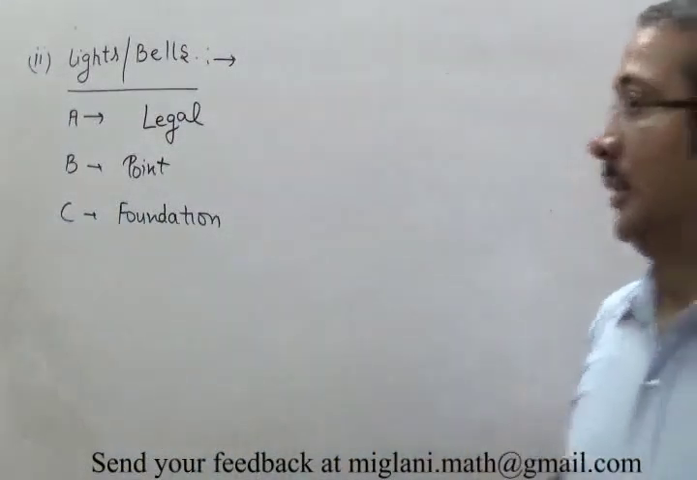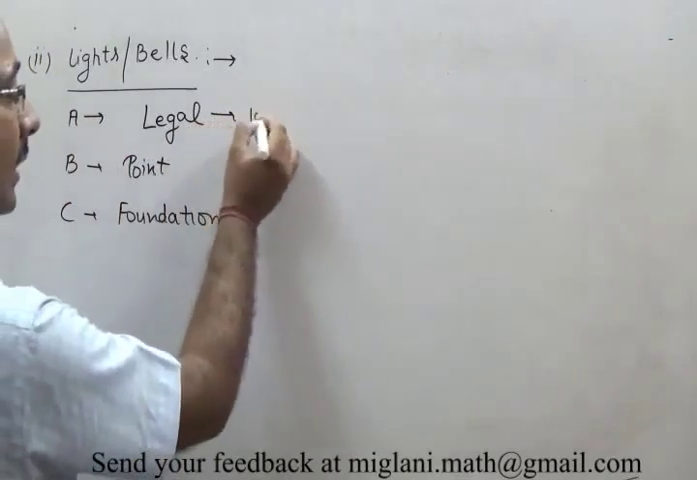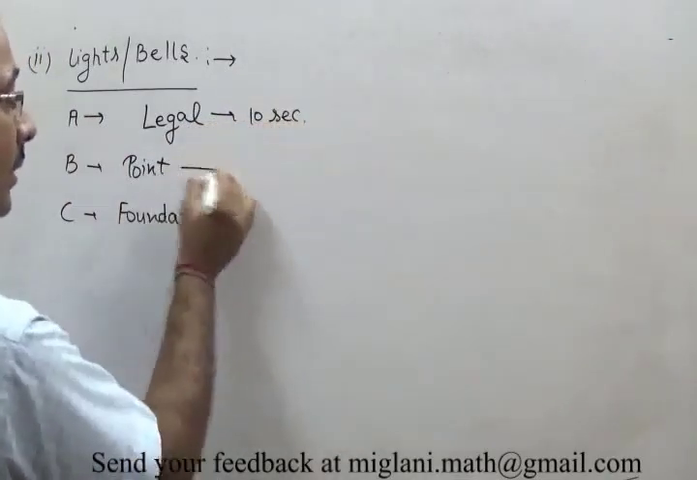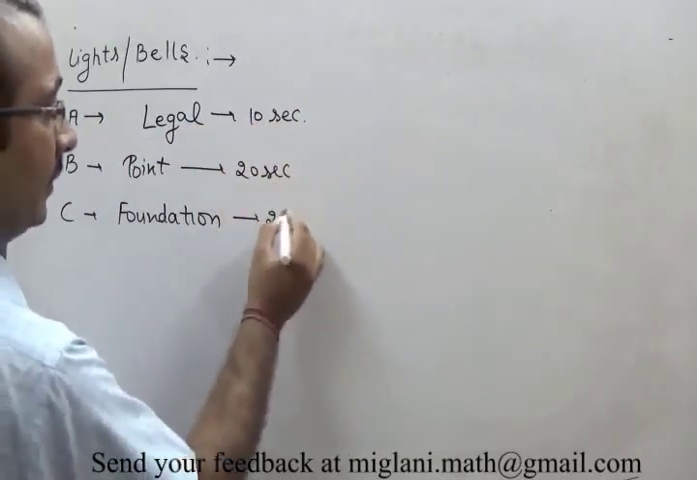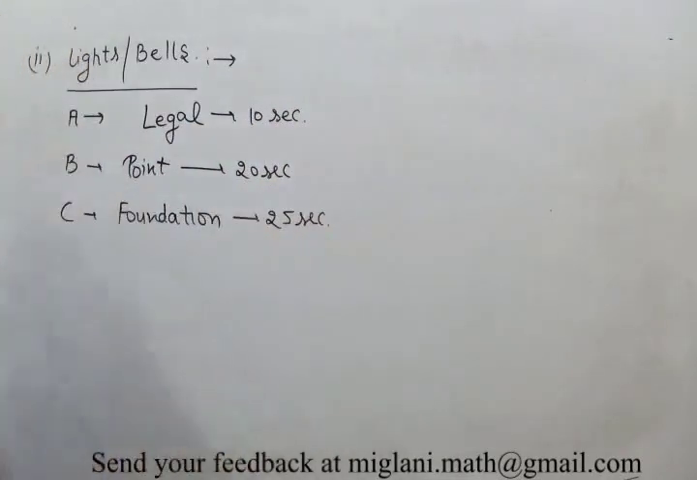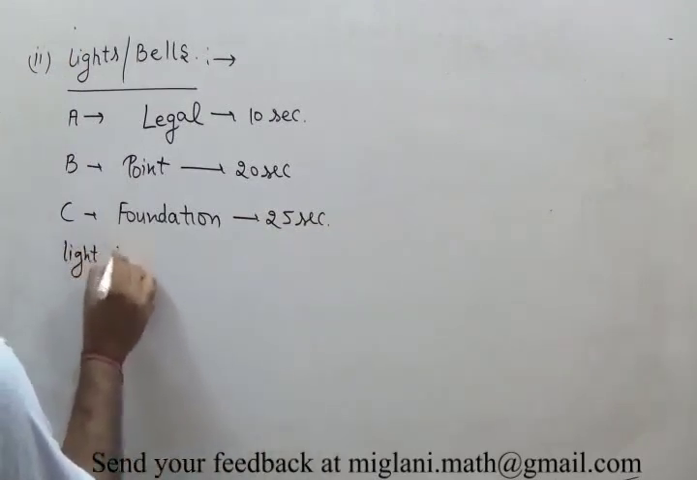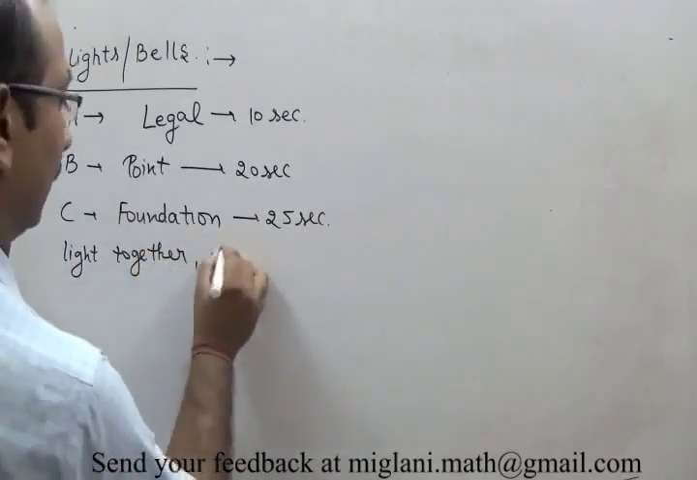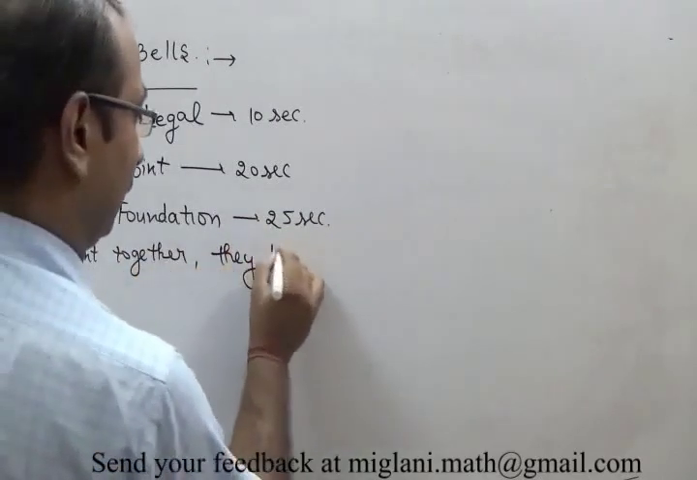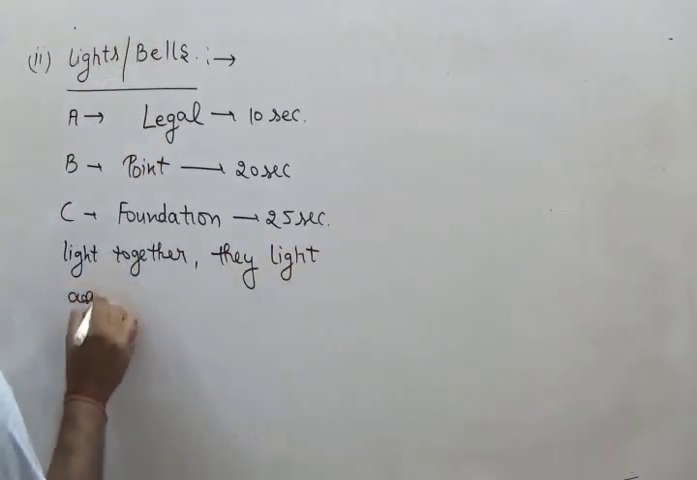The first light lights after every 10 seconds. Second, after every 20 seconds. Third, after every 25 seconds. If all the three lights light together, after how much time they light again together.